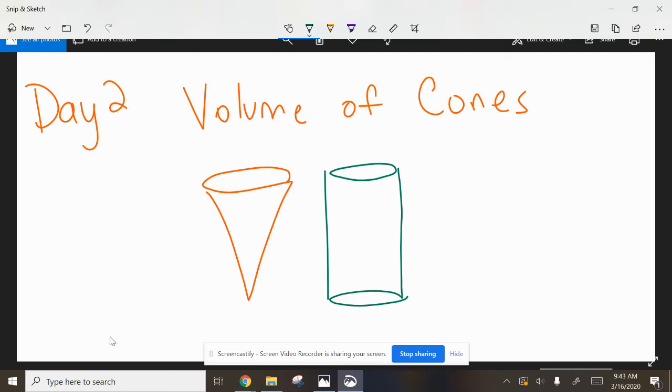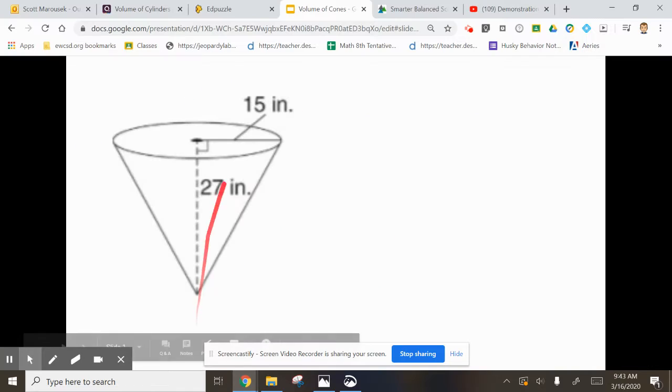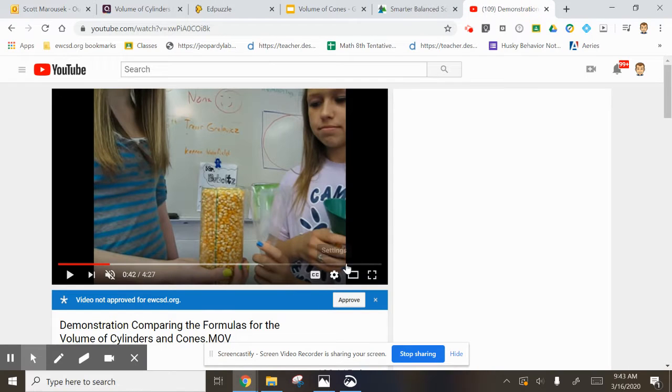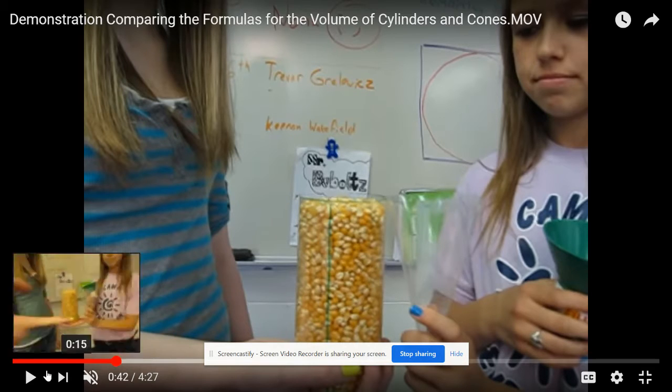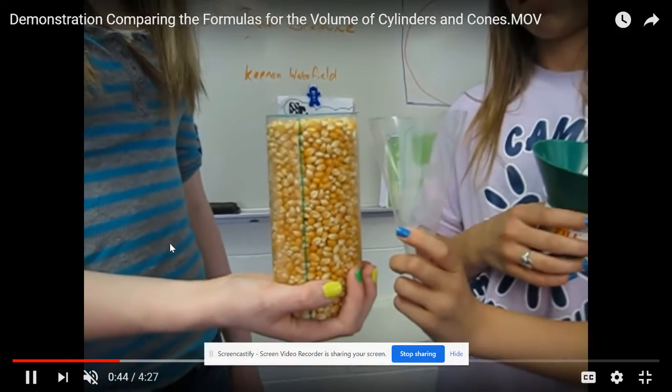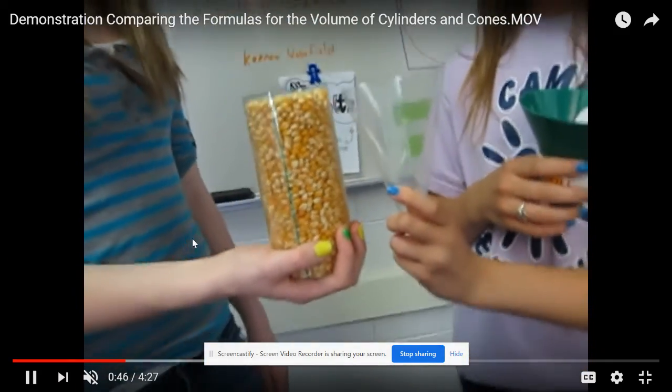Before I start, I want to show you a video. I'm going to put it on mute and talk over it. He has a cylinder full of popcorn kernels, and a cone with the exact same radius, or diameter, and also the exact same height as the cylinder. Let me show you what's going to happen. The video is a little choppy.